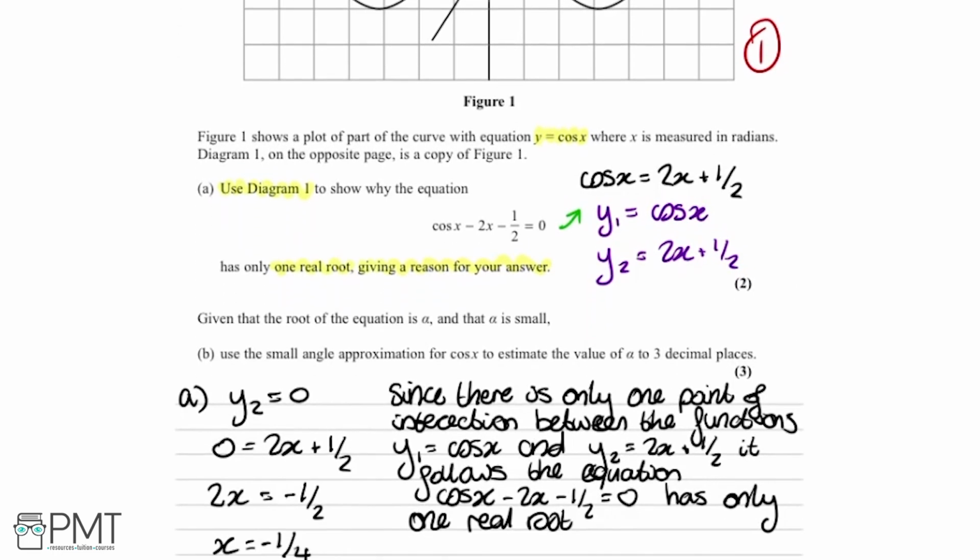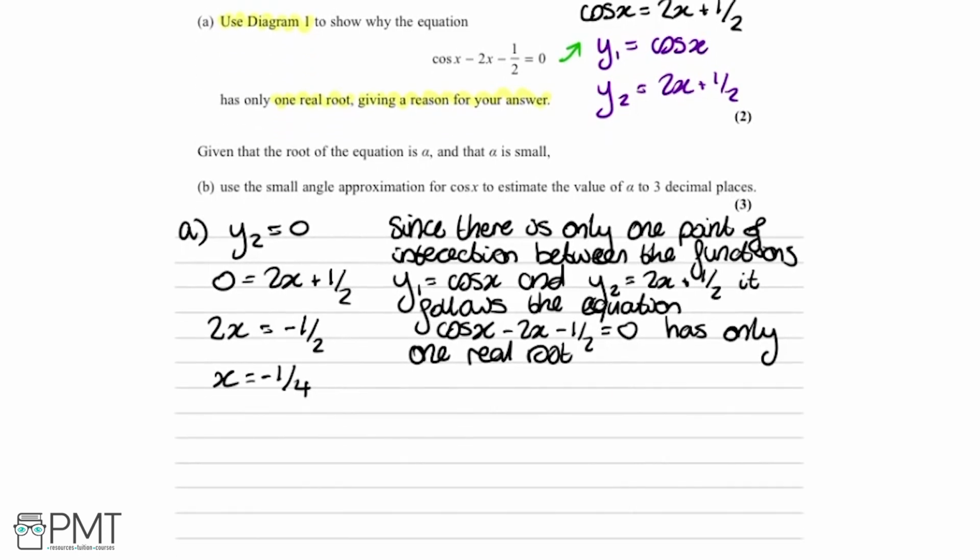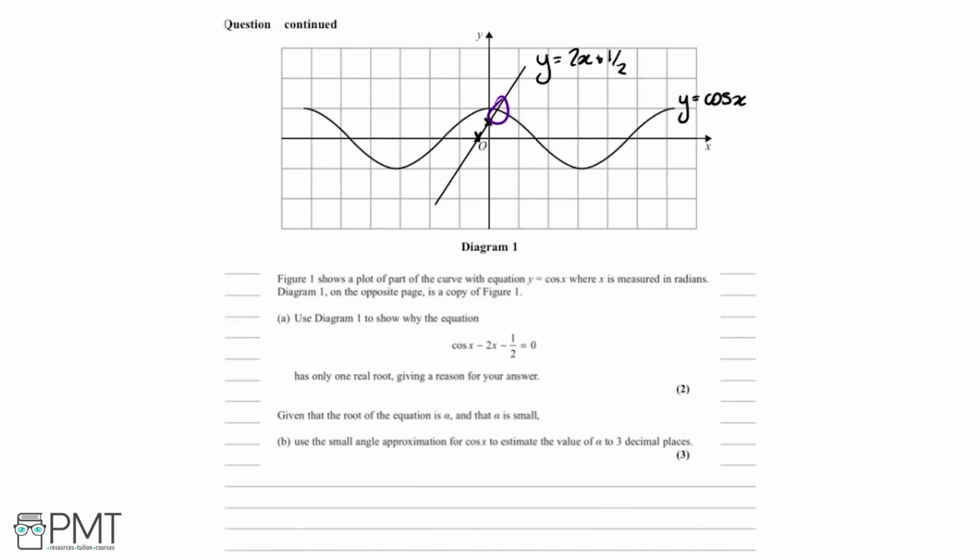And then we get the second mark for an explanation like this. But the key point you need to include in the explanation is that there is only one single point of intersection in order to get both the marks. So what we're now going to do is work on part B.